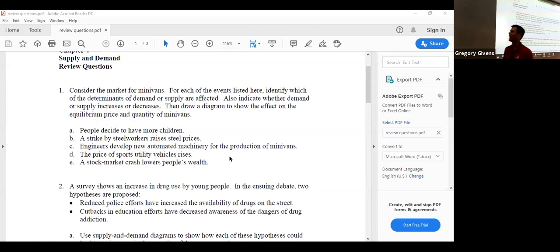A stock market crash lowers people's wealth. Alex?